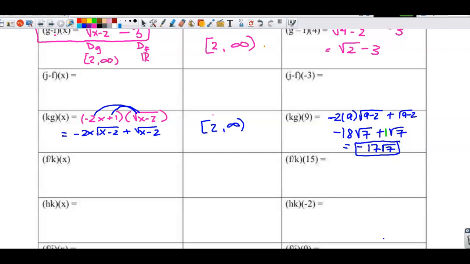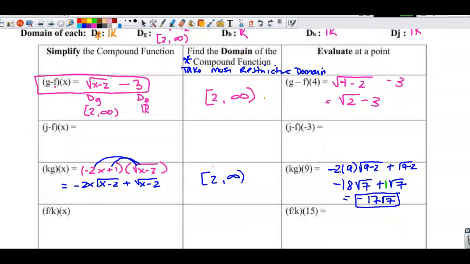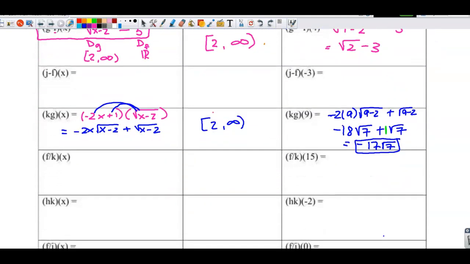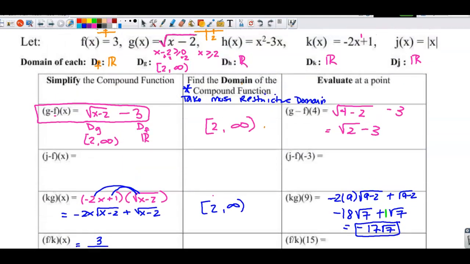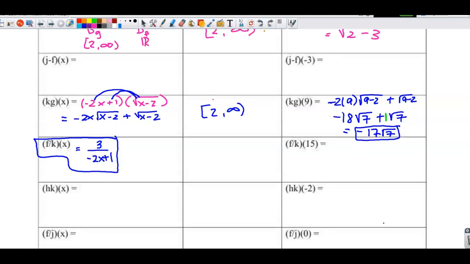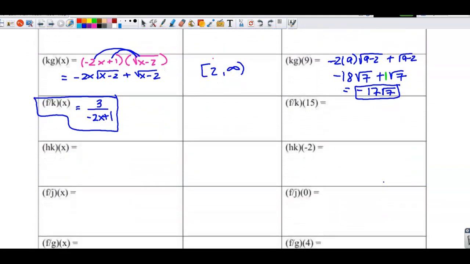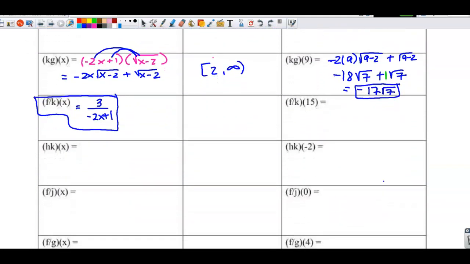Okay. Now division. Division is really important because division brings up a whole other issue. F over K. So that's going to be 3 over, because that's F, over K is negative 2x plus 1. That's the function. All right, we're done. Now it says, what's the domain? So originally I'd said take the most restrictive domain. Well, this F has all real numbers and K has all real numbers. So the most restricted domain is nothing. I mean, they're both all real numbers.